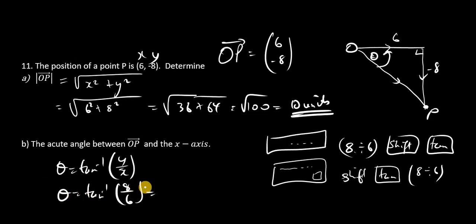And this is going to give us 53.13, etc. We only want the first three, 53.1. Since the first digit we're cutting off is less than 5, we keep it at 53.1 degrees.